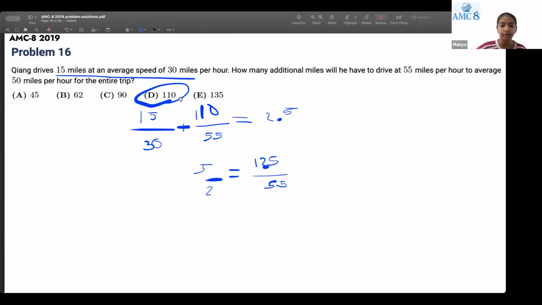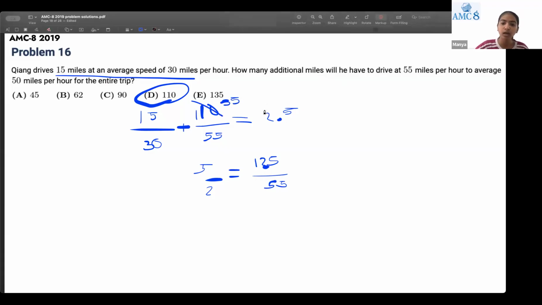But let me take a different example. Suppose instead of 110, we have 55. So just 55 times 1. That will be equal to 1.5. So instead of 110, we'll do 55.